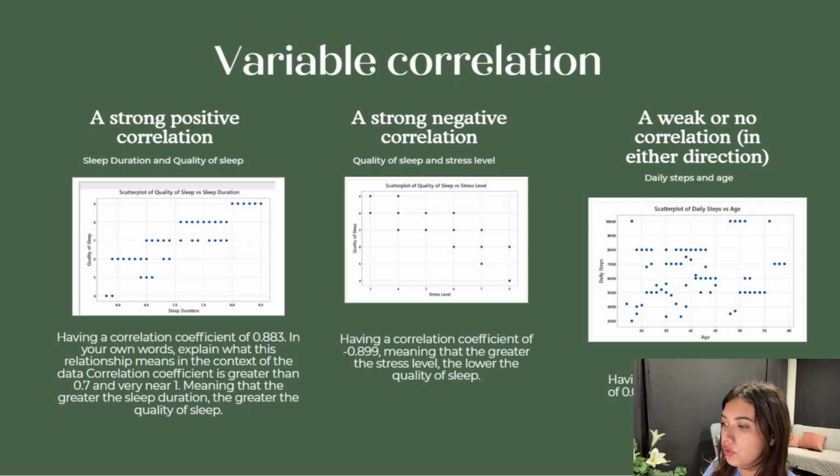Then, the strong negative correlation is the quality of sleep and stress level, having a correlation coefficient of -0.899, meaning that the greater the stress level, the lower the quality of sleep. And weak or no correlation, maybe daily steps and another variable that have near no correlation at all, having a correlation coefficient of 0.058, meaning that they are poorly correlated.